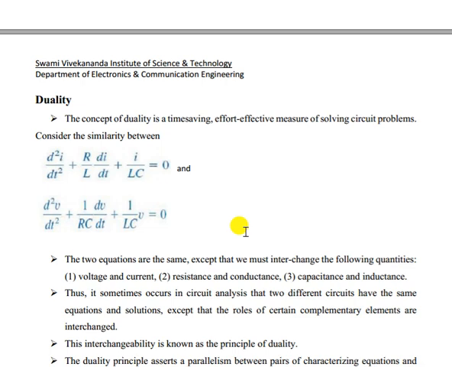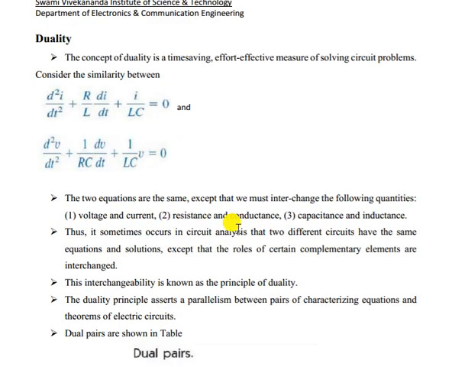According to that, you have to solve the problem. Now there is one point I want to let you know, that is duality. The concept of duality is a time saving measure of solving circuit problems. Consider the similarity between these two equations: this is for the RLC series circuit, this is for the RLC parallel circuit. In a series circuit current is the same, so this is in terms of current. In a parallel circuit the voltage is the same, so it is in terms of voltage.